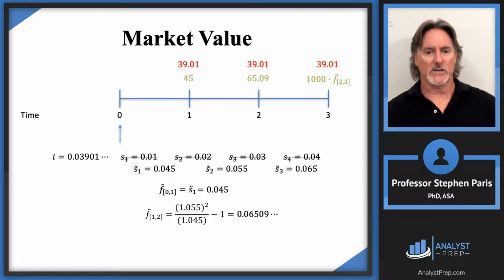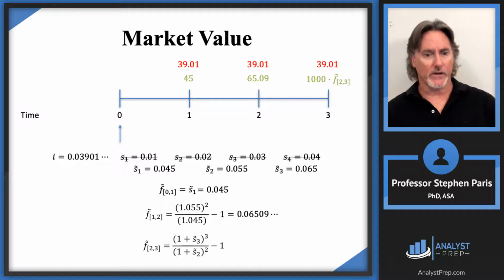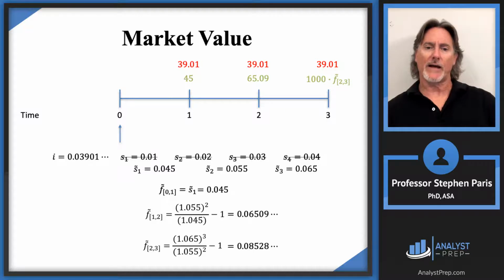And then likewise, the payment at time 3 is based off of the new forward rate from time 2 to time 3. Plug in the new 3-year spot rate and the new 2-year spot rate into your calculation of that new forward rate from time 2 to time 3, and I got about a 0.08528 number that I have to multiply by 1,000 to get the payment at time 3, and so that payment at time 3 is about $85.28.